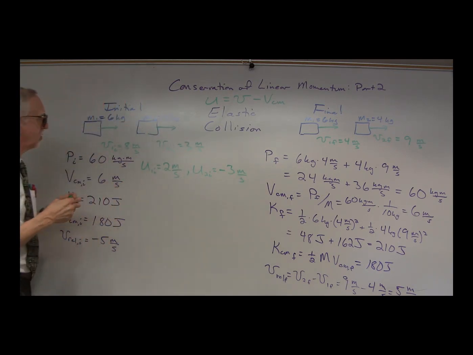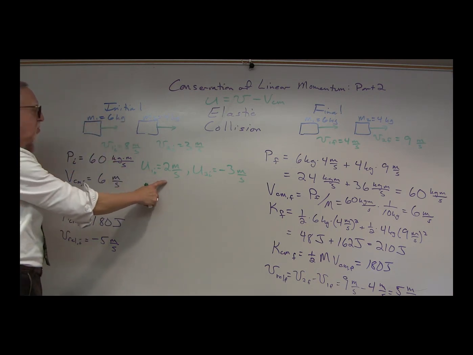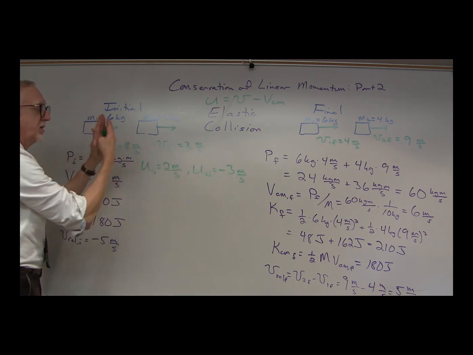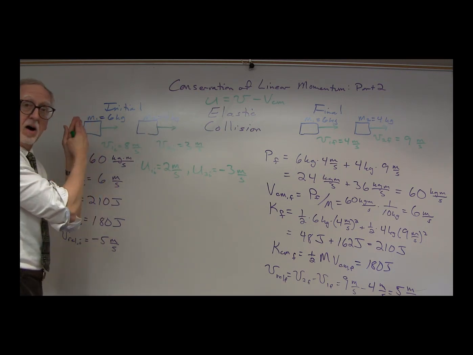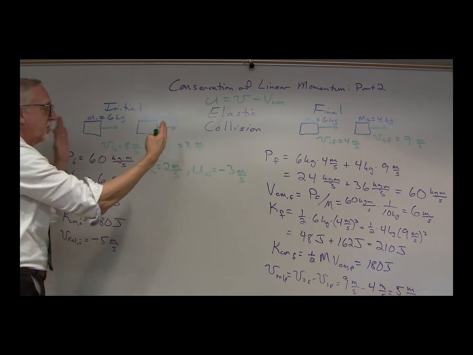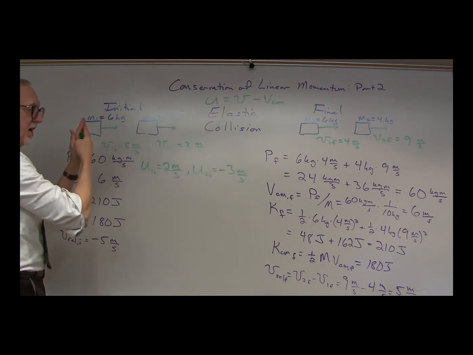Well, what does that mean? Well, if we are moving along with the center of mass, mass 1 will be moving to the right and mass 2 will be moving to the left. So from the center of mass frame, it looks like these two things are approaching each other this way rather than like this. So one's moving to the right, one's moving to the left.